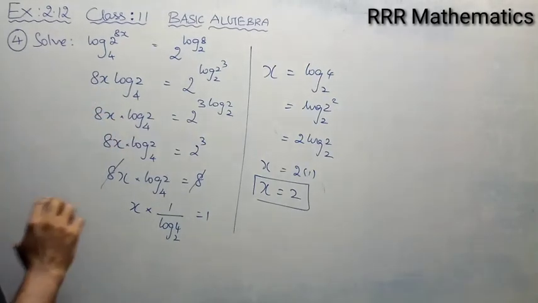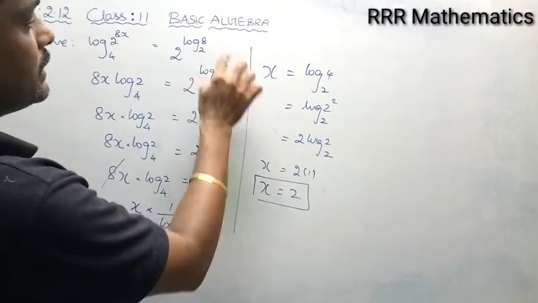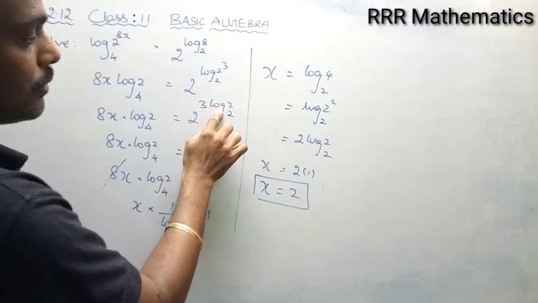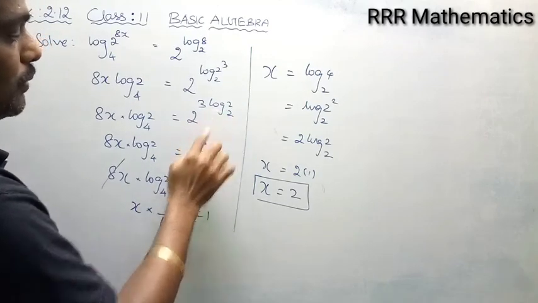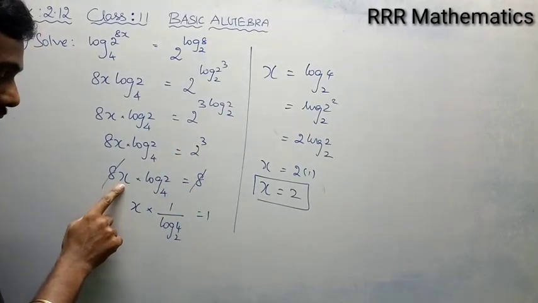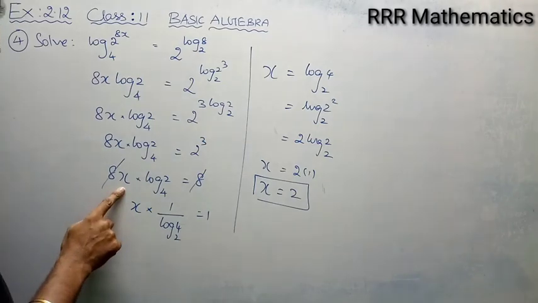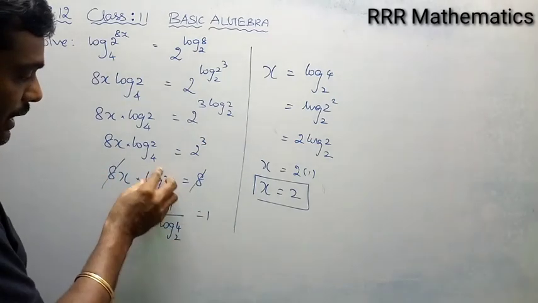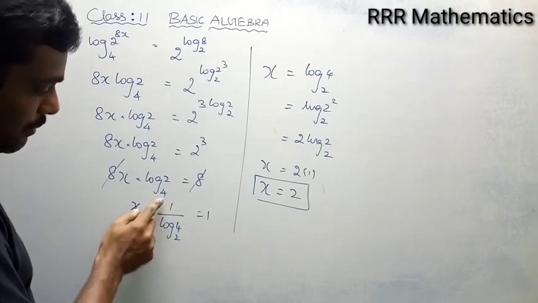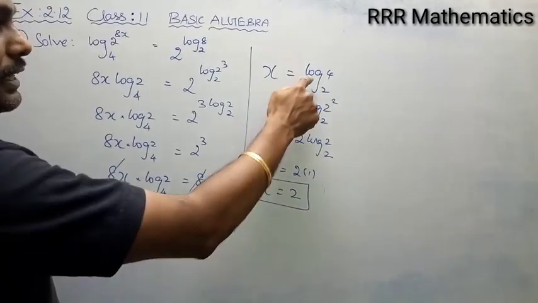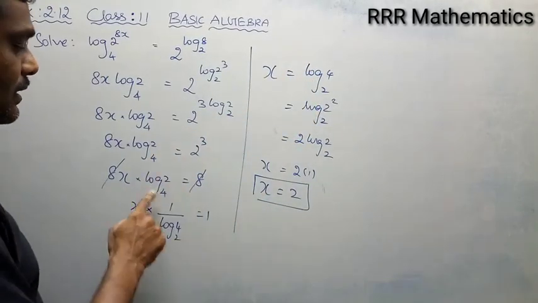So 8x comes down. Here I can write 8 as 2 cube. When I use power rule, 3 log 2, log 2 base 2 is 1. So 2 power 3, 8. So I have only x here. So what to do? I want to calculate this x. These two get cancelled. I am bringing to the right hand side. So I am taking reciprocal and taking to the right hand side like this. Or you can bring directly by interchanging.